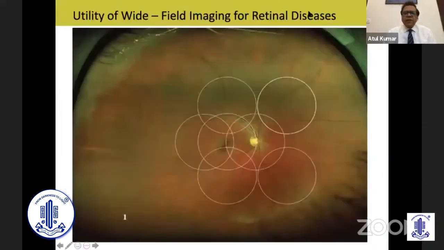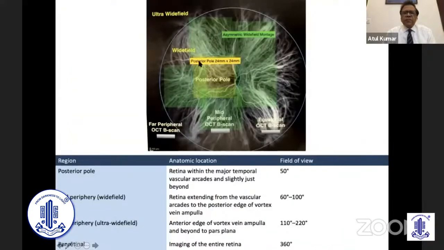And this is the ETDRS standard 7 fields, which gives you about a 90 degree field, and you can see a 200 degree field. It goes all the way to the periphery, and nearly 82% of the retina is imaged. So this is just to tell you the posterior pole is 24 by 24 millimeters as per the new definition of the International Terminology Classification.